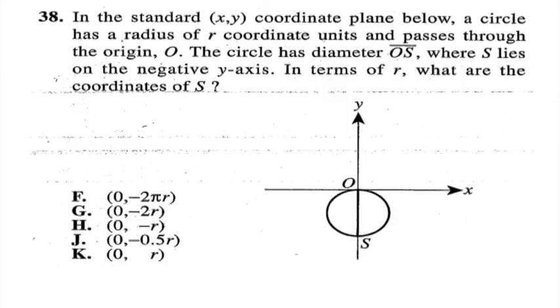On our next one, it tells us in the standard xy coordinate plane below, a circle has a radius of r coordinate units, and it passes through the origin O. The circle has a diameter of OS, where S lies on the negative y-axis. In terms of r, what are the coordinates of S? Okay, well, remember that the radius would be here. That would be 1r. This is 2r's, and it's negative. So the coordinate, of course, would be a 0 on the x-axis and a -2r on the y-axis, making G the answer to 38.